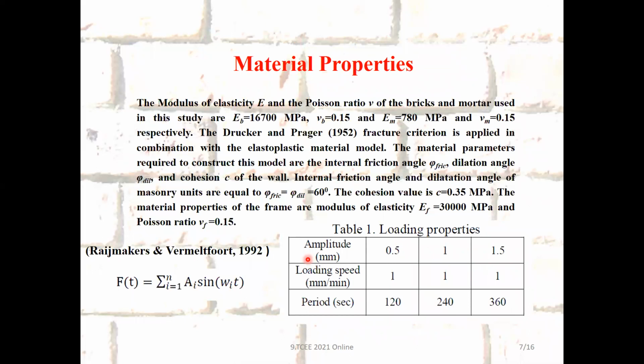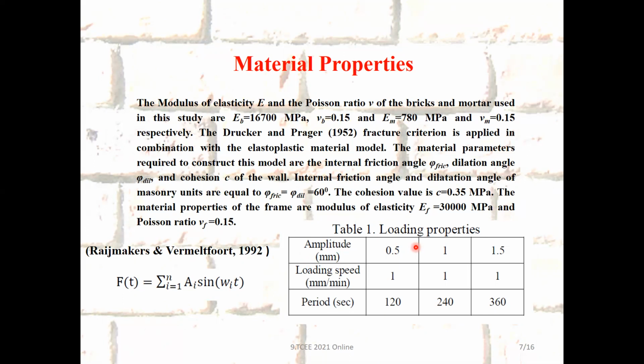The material properties in this study are the modulus of elasticity and Poisson ratio for the elastic material properties, and for the nonlinear materials, the Drucker-Prager failure surface is used. The material properties are the friction angle and the dilation angle, and the value for the friction angle is 60 degrees, and the cohesion is the other parameter for the Drucker-Prager failure surface. It is 0.35 megapascal.